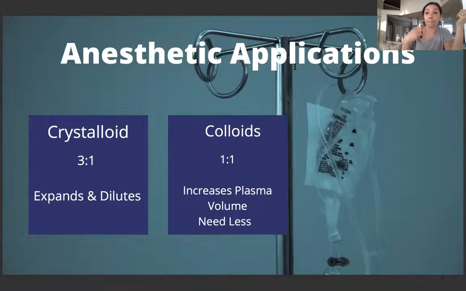Now, when you have a hypertonic solution, it has increased osmolarity. So it's going to be higher than plasma. It's going to be greater than 300 osmolarity. And that's what we give, like 3% sodium chloride, for hyponatremia and cerebral edema, and that's going to pull from your intracellular fluid to the extracellular fluid.